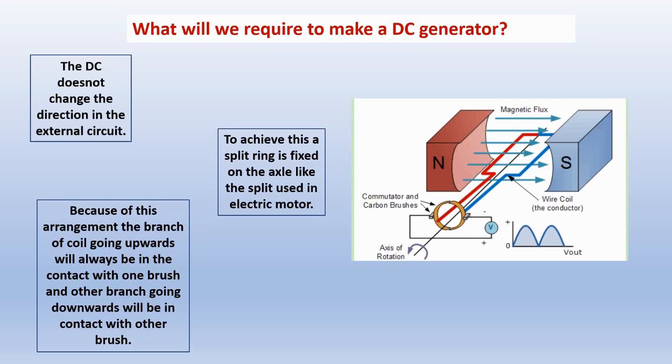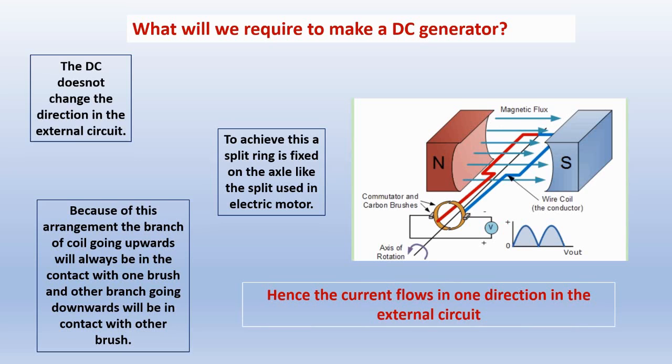Like in the previous slide, it was a full ring. There were no gaps in the ring, right? But over here we will need a split ring, and we will need only one split ring, okay, as we can see in this figure. And this split ring will be fixed on an axle, and with the help of the axle the coil will be rotated.